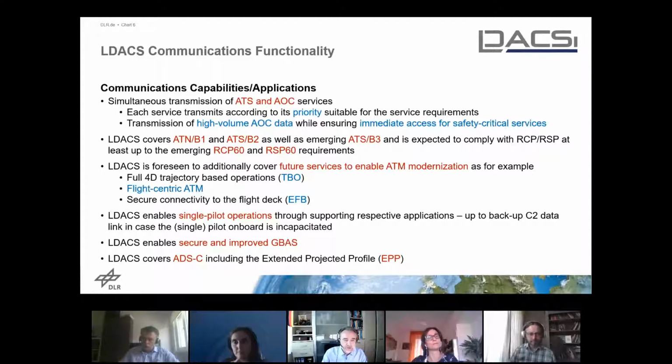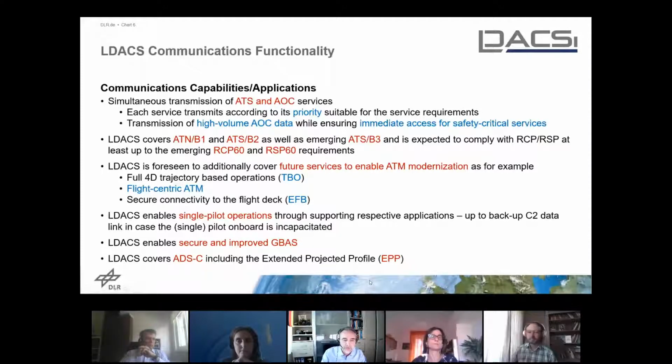LDACS is also foreseen to additionally cover future services to enable ATM modernization, due to the large capacity LDACS can make available. For example, full 4D trajectory-based operations, flight-centric ATM, and secure connectivity to the flight deck. There are also additional applications LDACS extends into, and one very interesting, in my view, is that LDACS also enables single pilot operations through supporting respective applications.